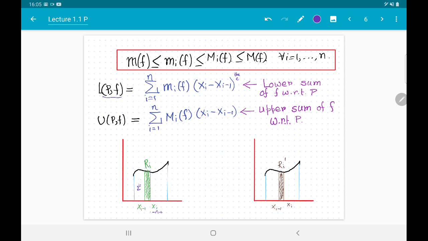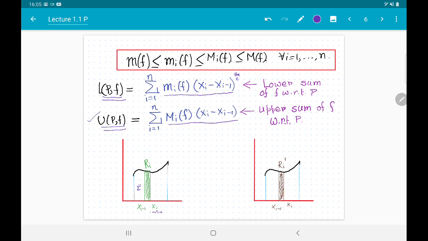So let us now formalize that notion. I define two quantities, LPF and UPF. How is LPF defined? LPF is defined by taking the sum of all the quantities small mif times (x_i minus x_{i-1}), and UPF is defined by taking the sum of all the quantities big MIF times (x_i minus x_{i-1}).